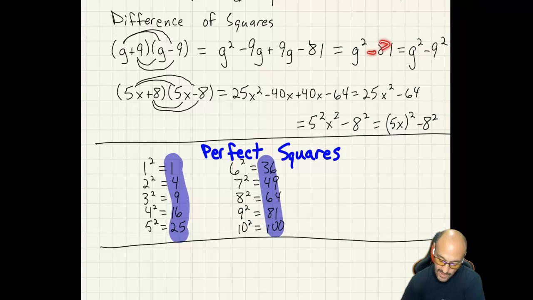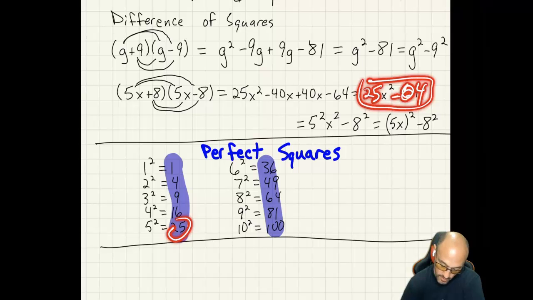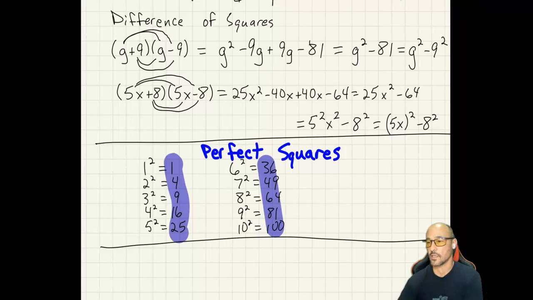So subtract 81. Hey, look, difference of squares, because this is squared. If it looks like this, 25. Hey, that's a square. Difference. And 64, perfect square. So difference of squares. Keep an eye out for those difference of squares.